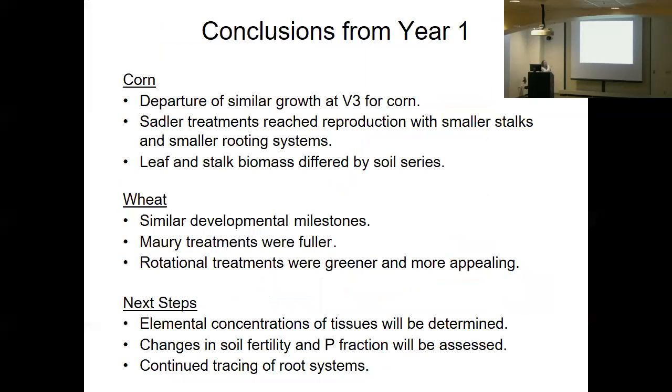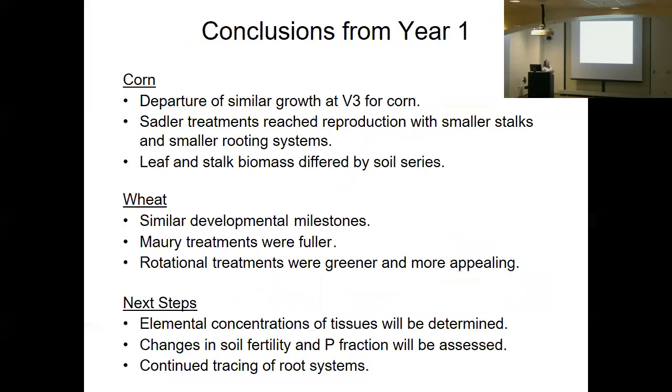So just some conclusions. This is our first growing year, so we have 2 more cycles of growth in the greenhouse. We're seeing a departure of similar growth and development at V3 for corn. The Sadler treatments, however, are reaching reproduction, but with smaller stalks and smaller rooting systems. And the leaf and stalk mass did differ by soil series.